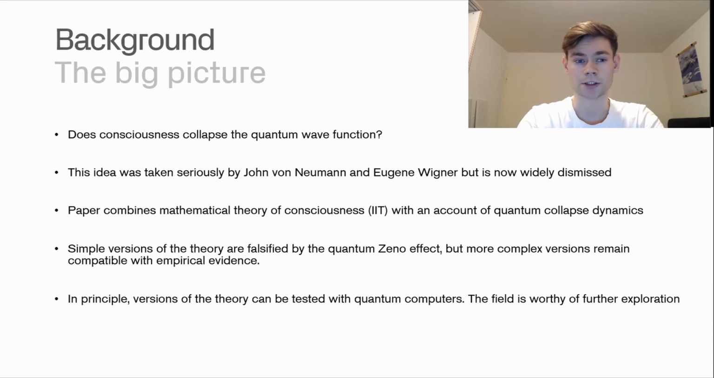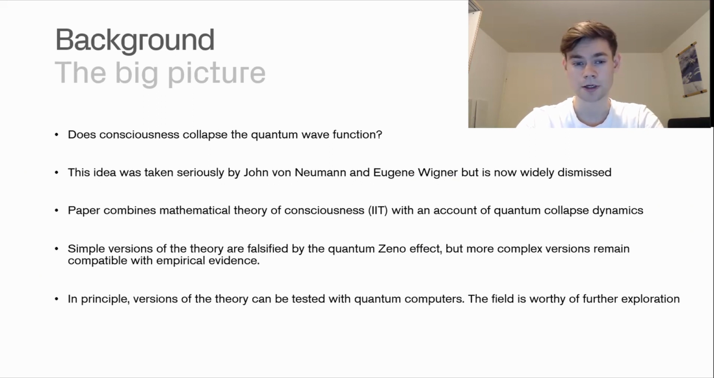So the big picture of what we're trying to do is we're trying to discover whether the wave function is collapsed by consciousness. And this idea then was taken very seriously by von Neumann and other researchers, but today is quite widely dismissed. And the reason for that is largely how vague the concept of consciousness is. We cannot fully specify it and give an accurate account for what it is and how it affects other systems. And so trying to make a scientific theory based on consciousness is hard for that sake.